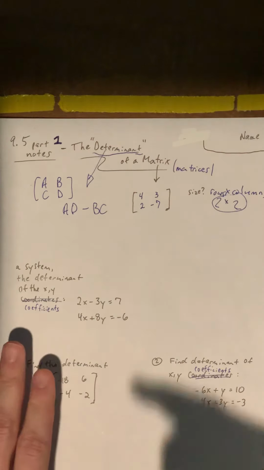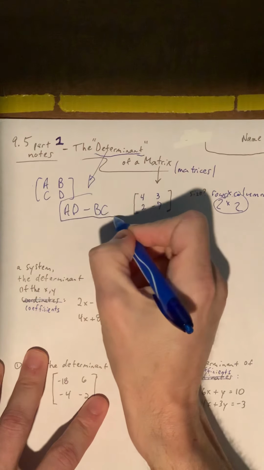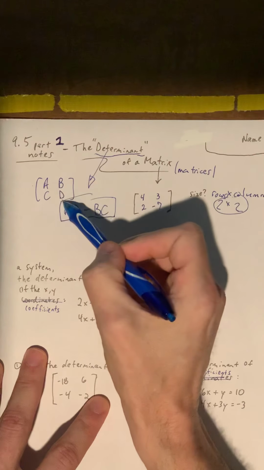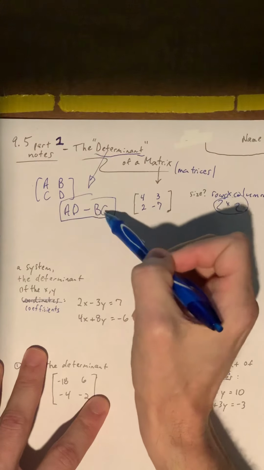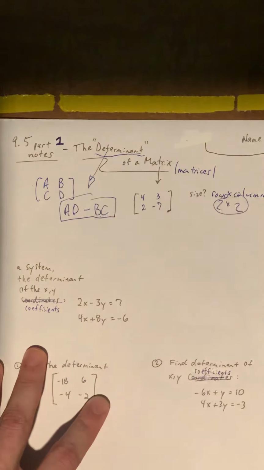Okay? So all you do to get the determinant is multiply the numbers in the A and D spots, these 2 spots here, take their product, and then you subtract the product of the numbers in the B and C spots. That's all you do. Okay?